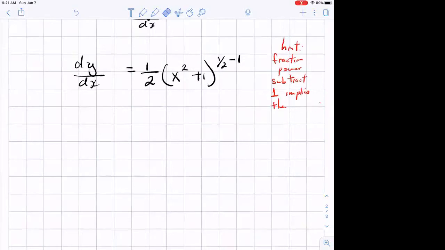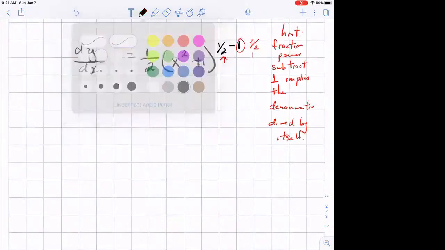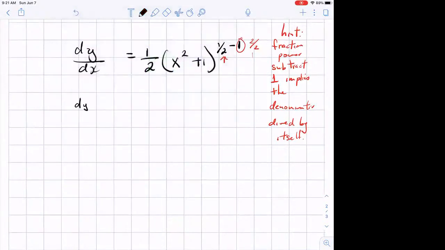The denominator divided by itself. So instead of writing 1, you will write 2 over 2. Right? Take the denominator and divide it by itself. Okay? So realistically, what we should write here is dy/dx, and this is to be continued. dy/dx is equal to 1/2 (x squared plus 1) to the power of 1/2 minus 2 over 2.